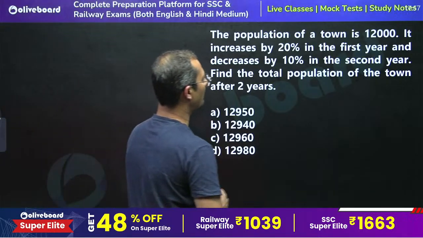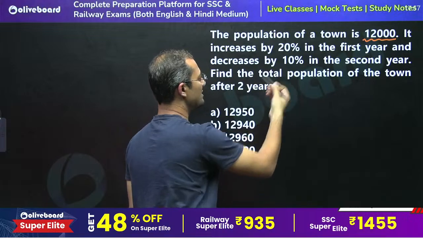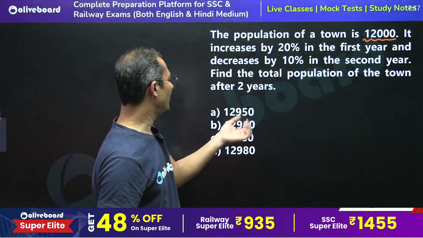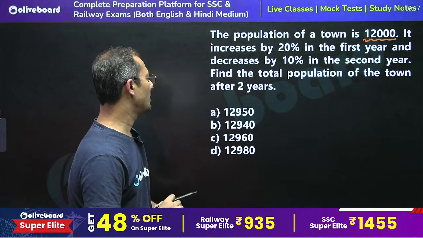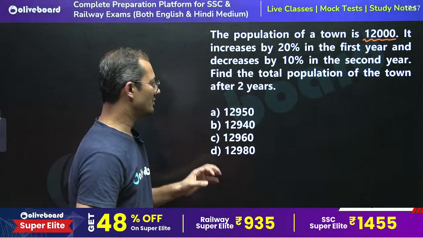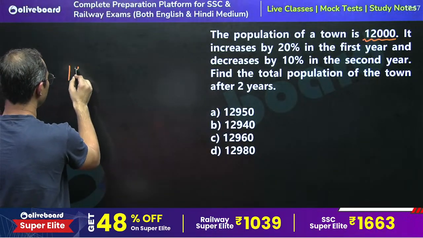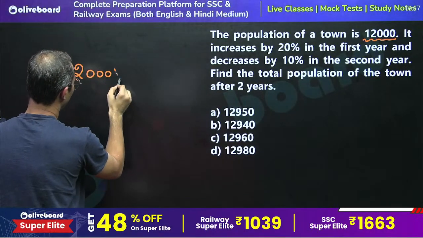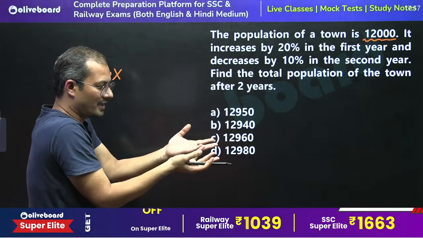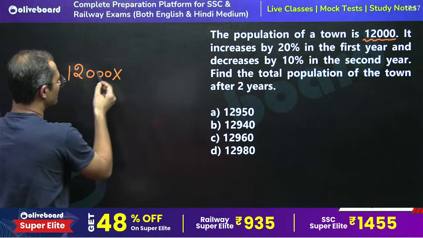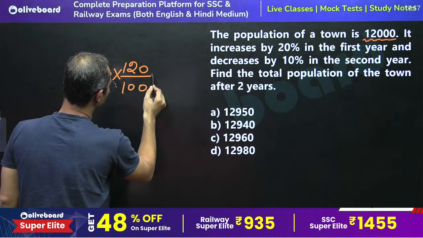See, the population of a town is 12,000. It increased by 20% in the first year and decreases by 10% in the second year. Find the total population of the town after 2 years. So you can apply the single chain approach here. If the population initially is 12,000, and any value is increased by 20%, it will become 120%. This is the basic concept of percentage. So the population after the first year will become 120%.